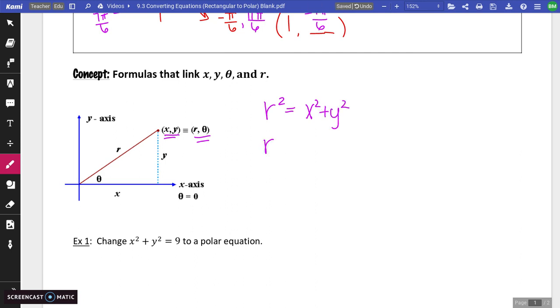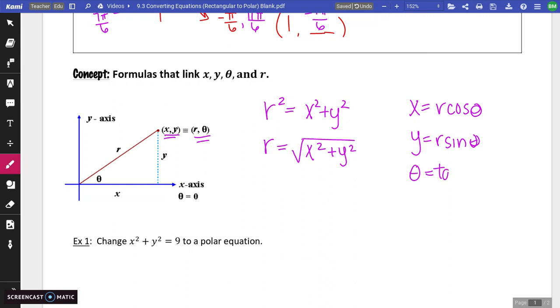And I can solve that for r. So r equals square root of x squared plus y squared. And then our other formulas that are helpful today, x equals r cosine of theta, y equals r sine of theta, and theta equals tangent inverse of y over x. So these are the formulas we've been using to convert between points, and we'll also use them to convert between equations. So today we're just focusing on converting from rectangular to polar.